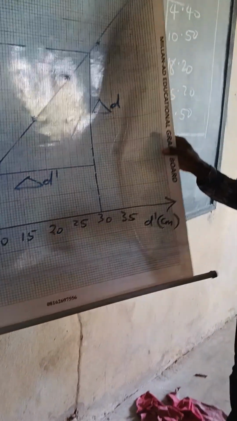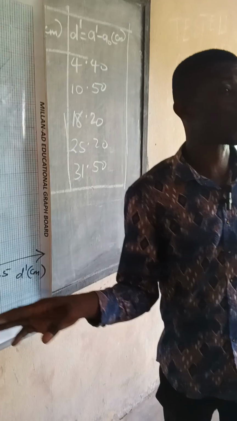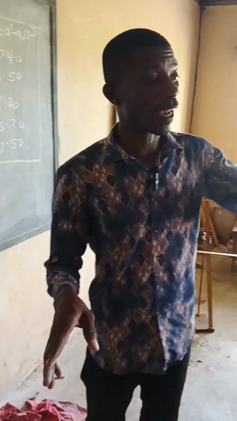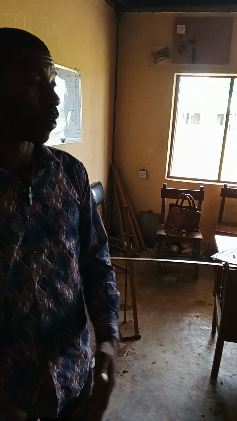The table of values here verifies the law of upthrust, which says that the weight in air is higher than the weight in water. So that is the end of the experiment for today. We'll see you next month for the next experiment.